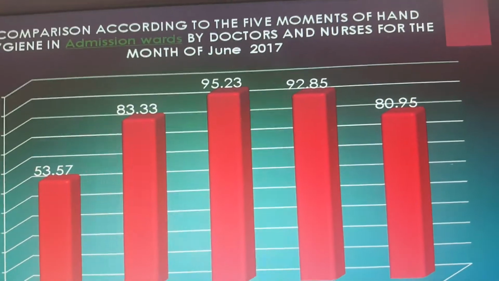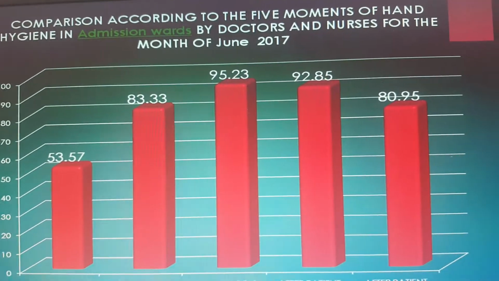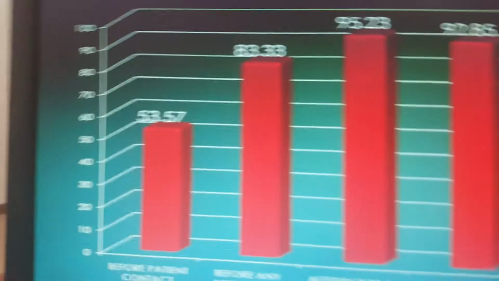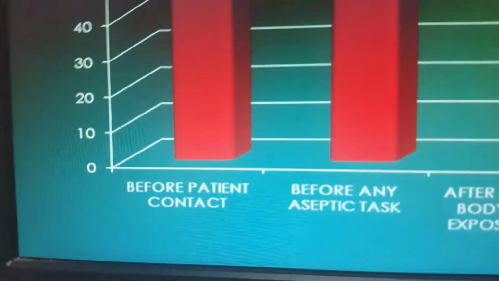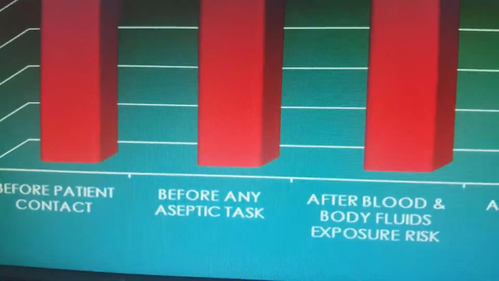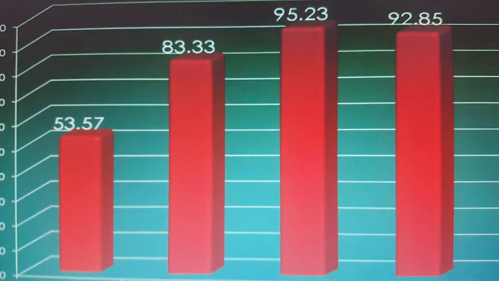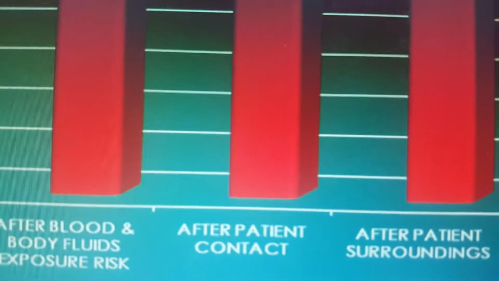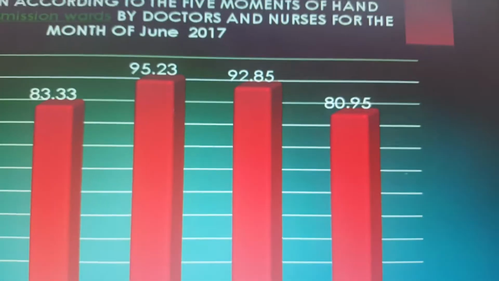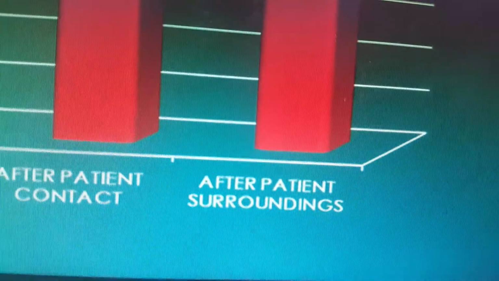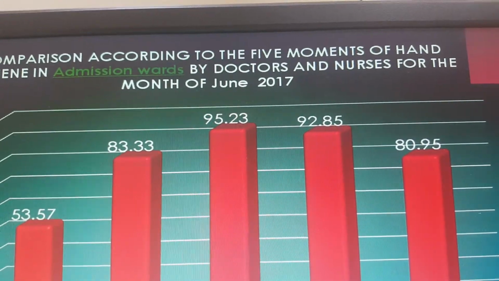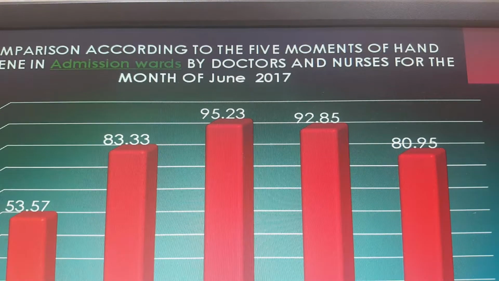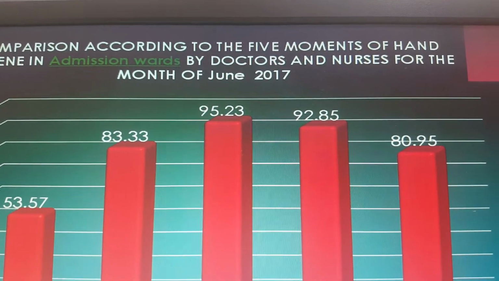This is the monitoring according to the 5 moments. This is for our doctors and nurses. 53% are doing it before patient contact. Before any aseptic task, 83. After body fluids exposure, 95.2. After patient contact, 92.8. And after patient surroundings, 80.9. But we observed that the nurses are more compliant with hand hygiene than the doctors in percentage.